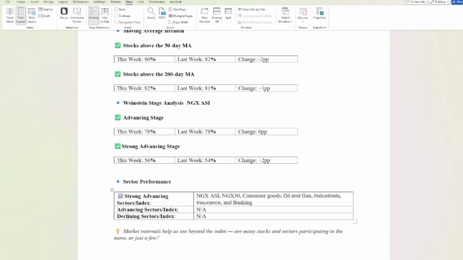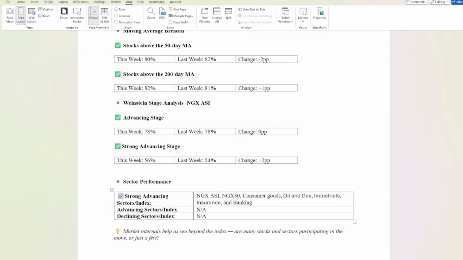Before we end this section, let's also look at the major indices or sectors within the market, and let's classify them with our framework, which can either be strong advancing, advancing, or declining sectors, right? The goal here is to see where you can get action as a trader or an investor. So you can clearly see the NGX ASI is strong advancing, the NGX 30 is strong advancing, the consumer goods, oil and gas, industrial, insurance, and banking, all the key sectors and indices are in a strong advancing phase.